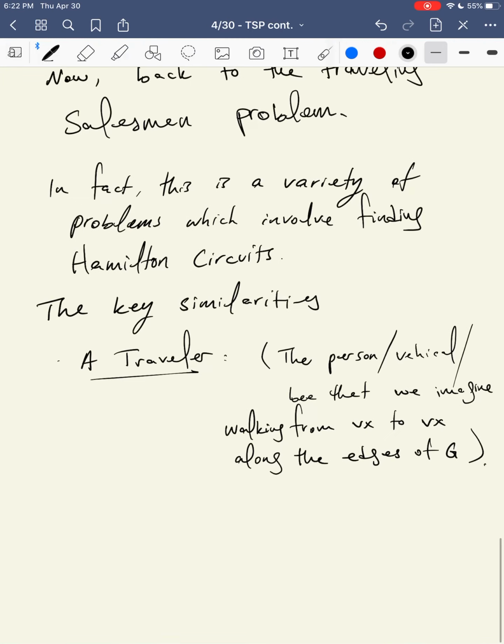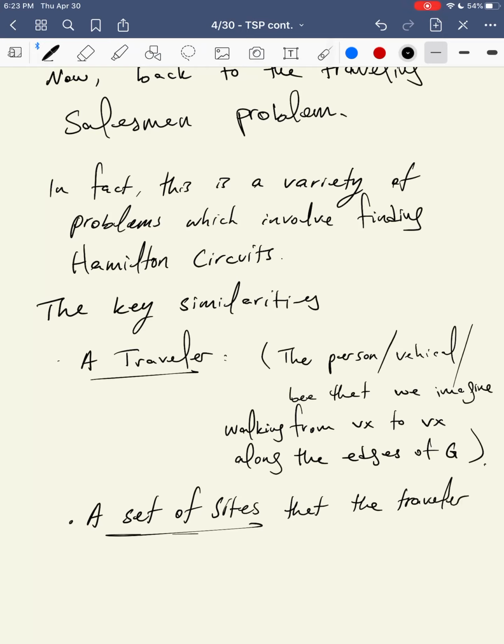Good. Second similarity is that they all have a set of sites that the traveler has to visit once and only once, because otherwise it's not efficient. Good. And finally, we have a set of costs.